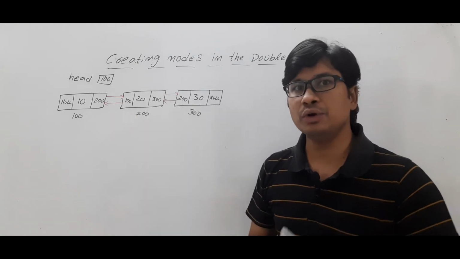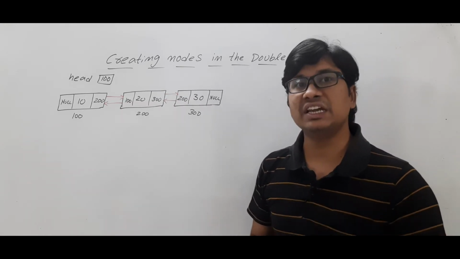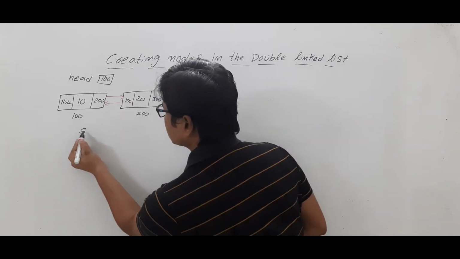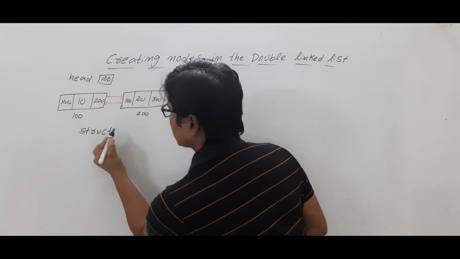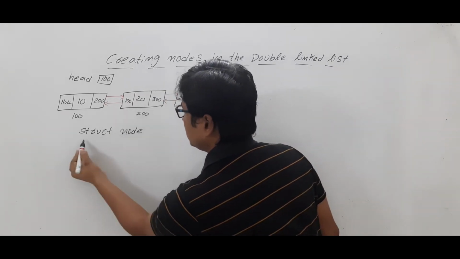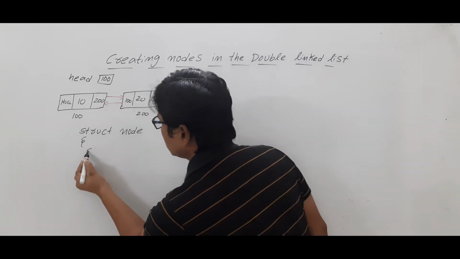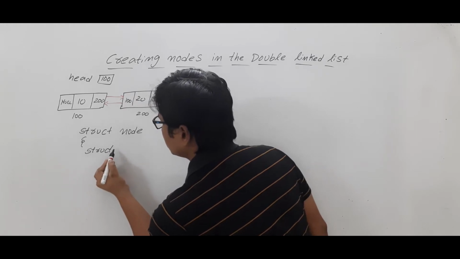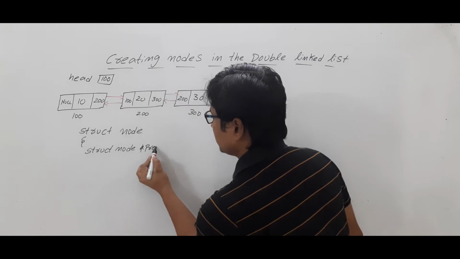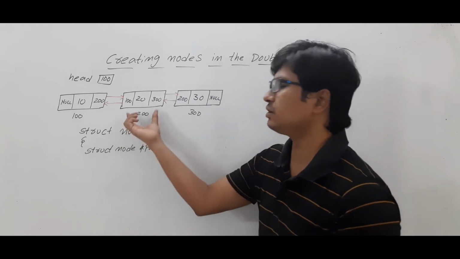Now let me discuss how we can create the nodes in the double linked list. To do that, first I need to define a structure. How can I define a structure? I have to write struct, name of the structure, so I will write it as node. Then I need to define the members. One is the address of the previous node of type struct node, so I will write it as previous, name of the pointer is previous, and data type is struct node because it is storing the address of a node.